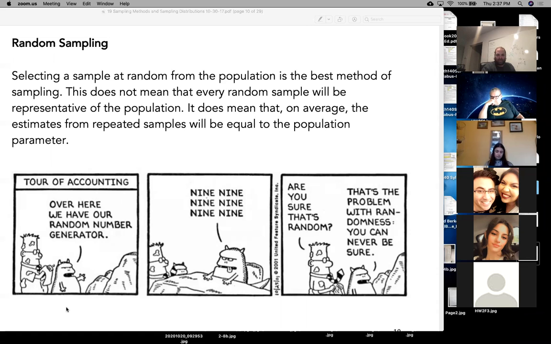Look at this little joke here. It's kind of funny. Over here, we have our random number generator, and it says 999999. Does that sound random? No, but if I ask you to pick a number from 1 to 10 6 times in a row, or I asked a computer to do it, is it possible to get 999999? Yes. Sure. So I don't know if it's really a bad sample or not random. Doesn't look like it's random, but it might be.